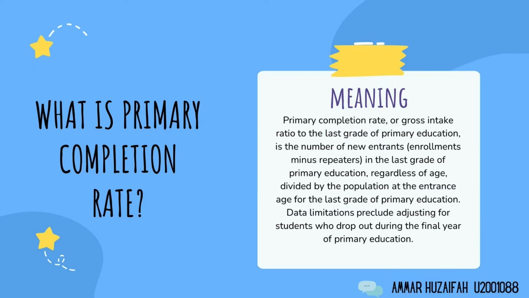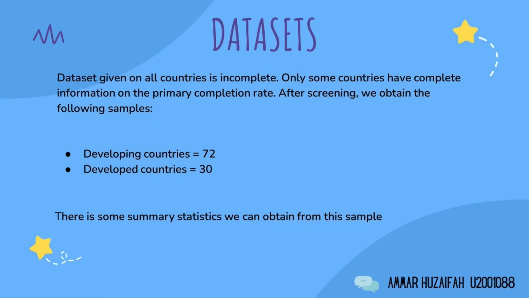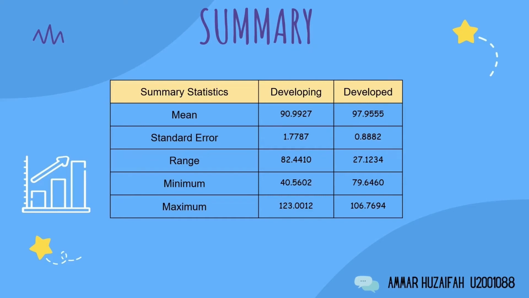Primary completion rate is the number of new entrants in the last grade of primary education divided by the population at the entrant age for the last grade of primary education. Next, the dataset given on all countries is incomplete. Only some countries have complete information on the primary completion rate. After screening, we obtain the following samples. Here are some summary statistics we can obtain from this sample.